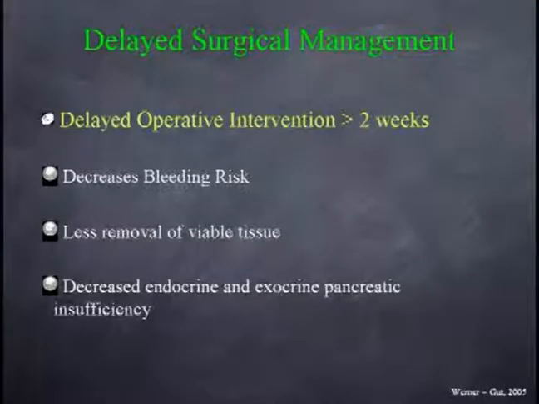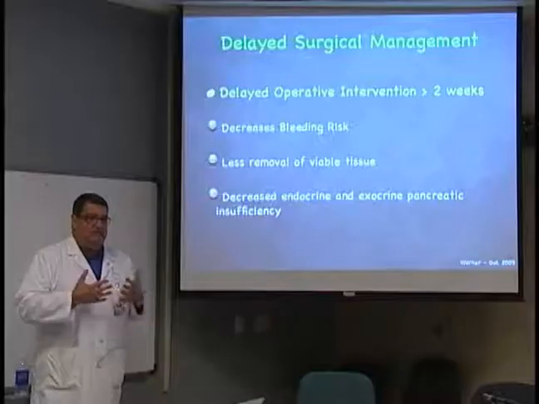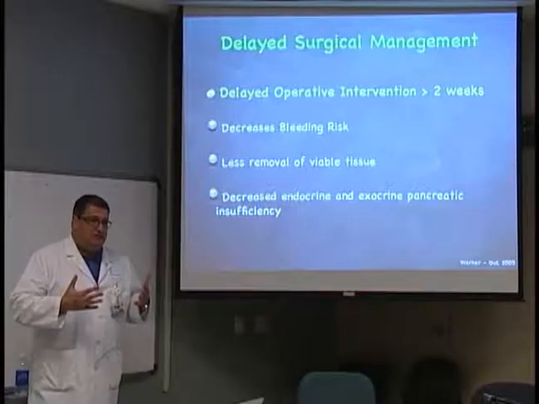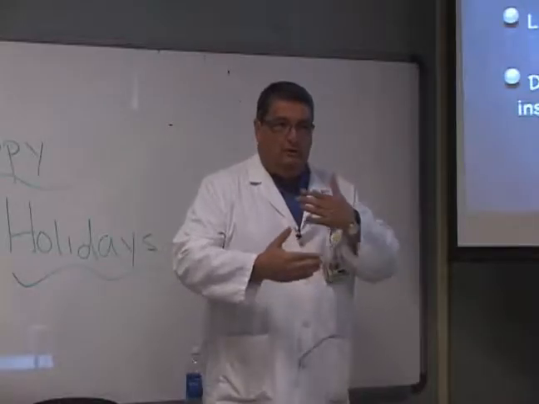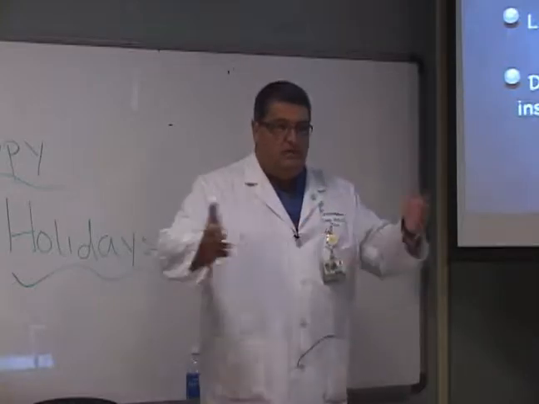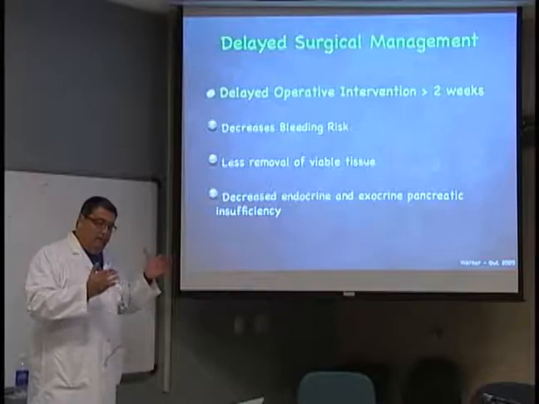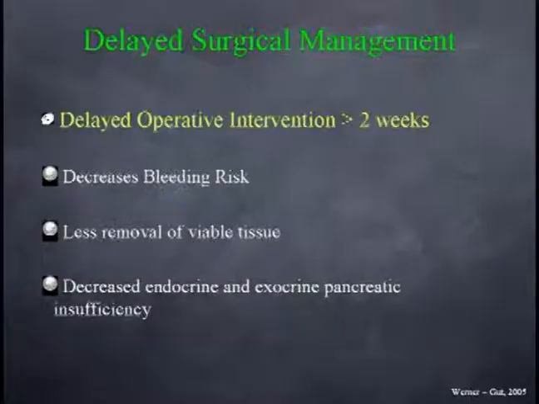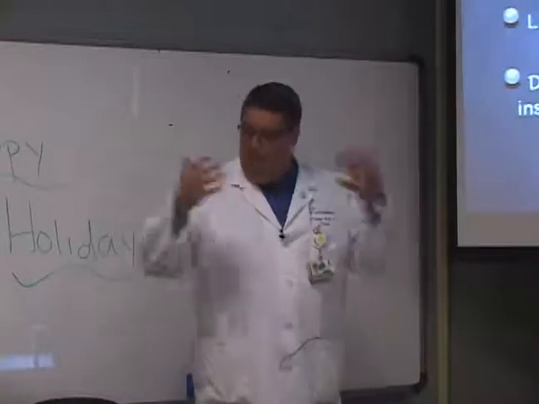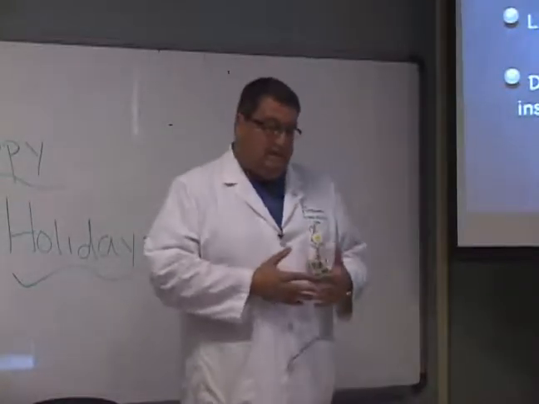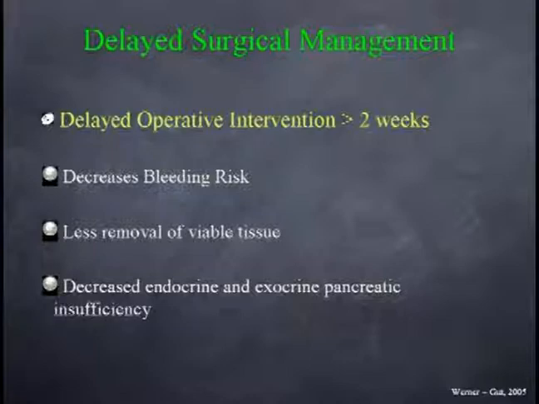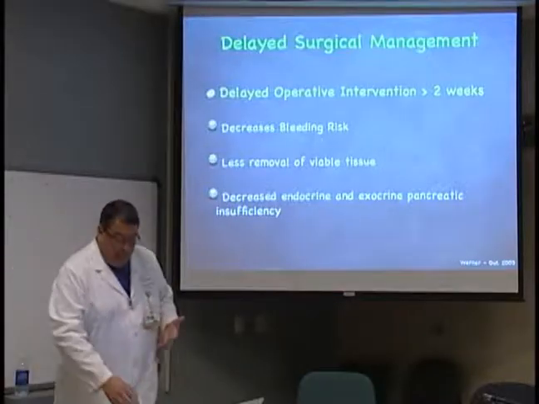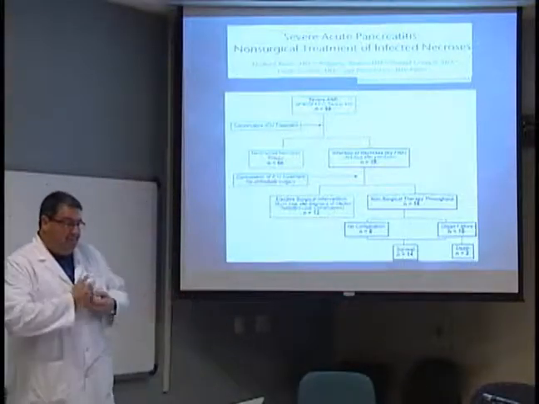Why is this concept important? If you haven't done one of these operations, you need to understand this is one of the most difficult operations you're going to do. And waiting long enough so there is a surgical plane that you can create between the pancreas, the area of necrosis, and the adjacent organs. Waiting long enough will allow you to do an operation that will bleed less. You're going to remove less viable tissue. If you do it early on, you're going to remove a lot of tissue that may recover. And obviously, the end result is that you're going to have a patient with less endocrine or exocrine pancreatic insufficiency because you're removing less viable pancreatic tissue. So you need to be patient and you need to wait.